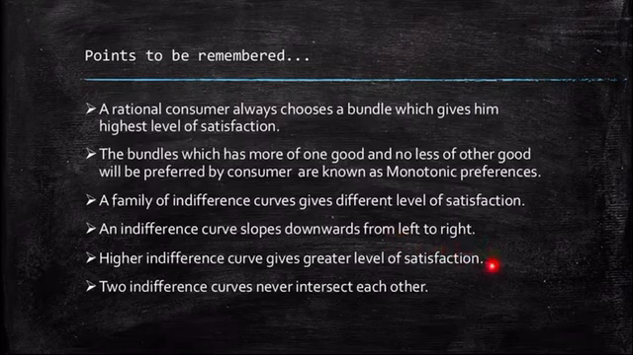Then, a higher indifference curve gives a greater level of satisfaction. It's true that whenever he is moving from a lower indifference curve to a higher indifference curve, he will be getting more and more quantities of at least one of the goods, which gives the consumer the highest level of satisfaction. And lastly, we discussed that two indifference curves should never intersect each other. If they do, it will lead to conflicting results.